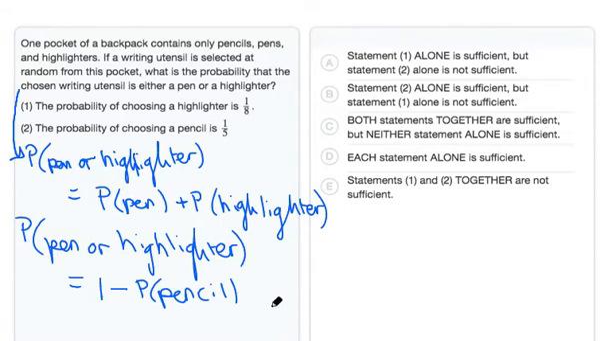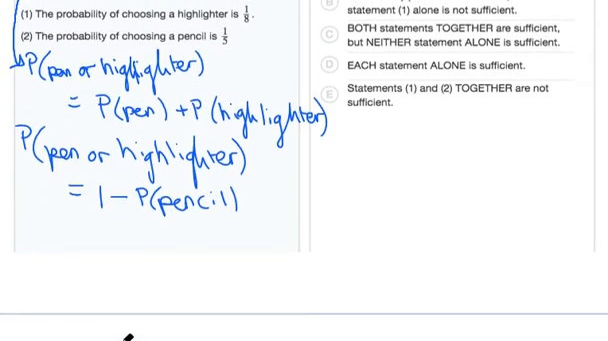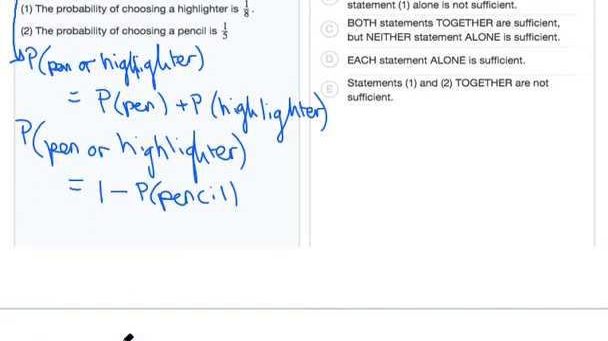So when we're going through our statements and looking to see whether it's sufficient enough to answer the question, we need to know either both the probability of a pen and the probability of a highlighter at the same time, or instead, if we knew the probability of finding a pencil, we'd be able to find the one that we're looking for. So either of those will work for us here. So let me go ahead and scroll down a little bit. We'll keep our statements there just for space, and we'll consider statement 1 first.